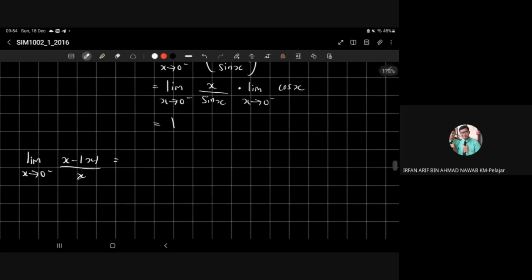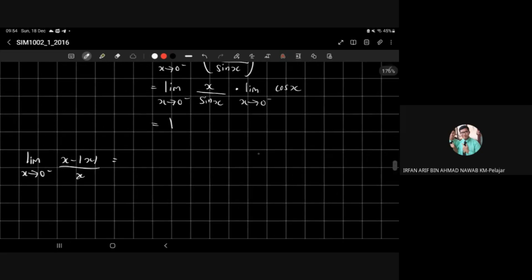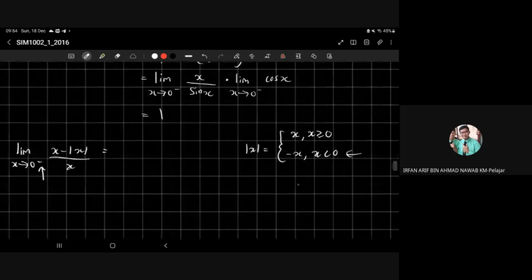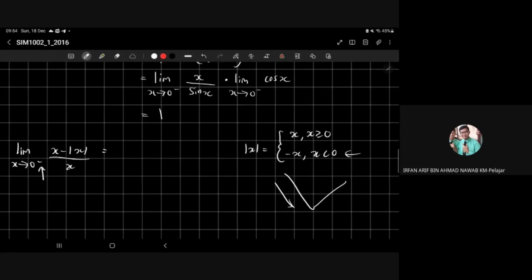So how do we solve this? First, I create a piecewise function for my modulus of x here. It should be x where x is larger than 0 and negative x where x is less than 0. From here, I know that this symbol means that it is approaching from the left, so this fits this function right here, for x less than 0. If I graph it out, it should be like this. This direction down here means that it is approaching from the left. So I'll be using the function which is negative of x to substitute.